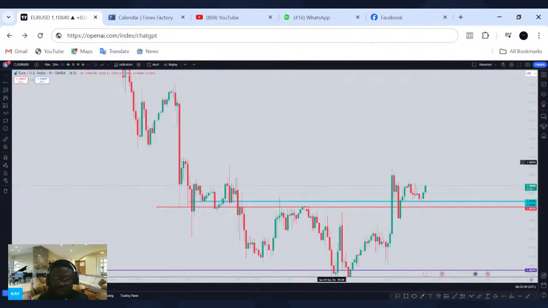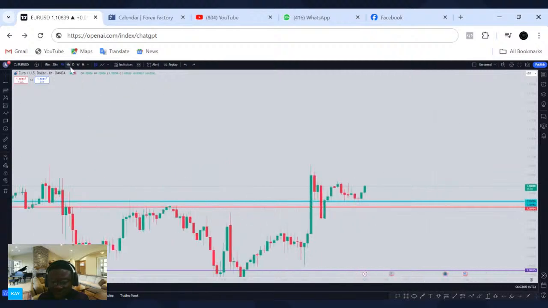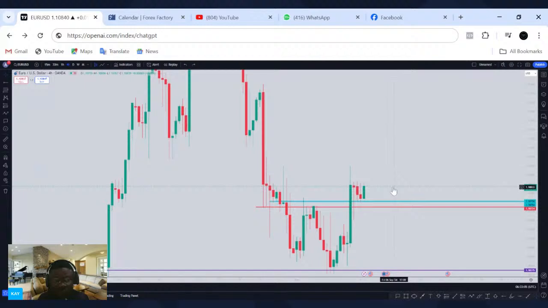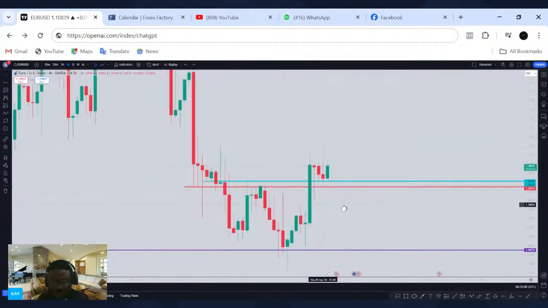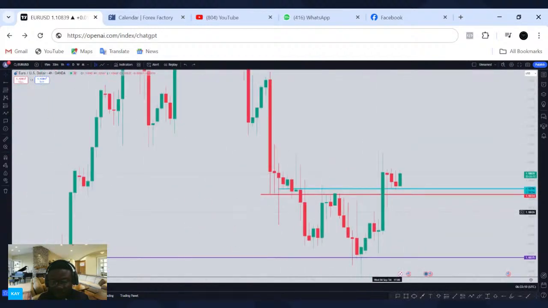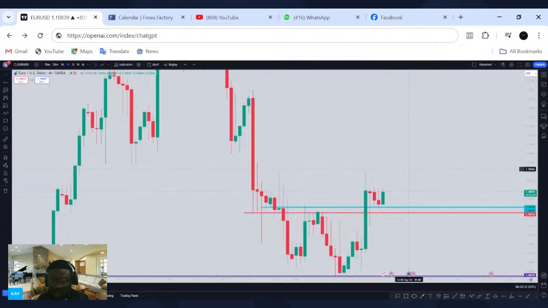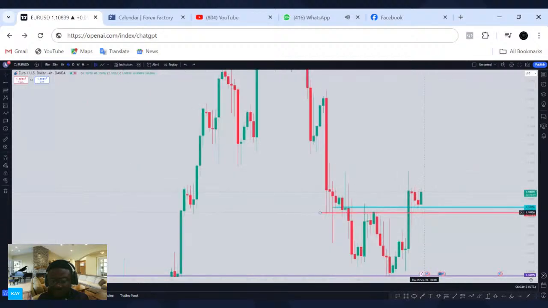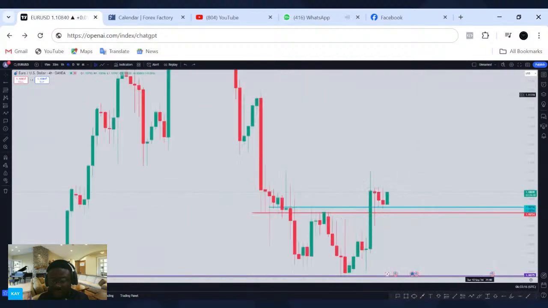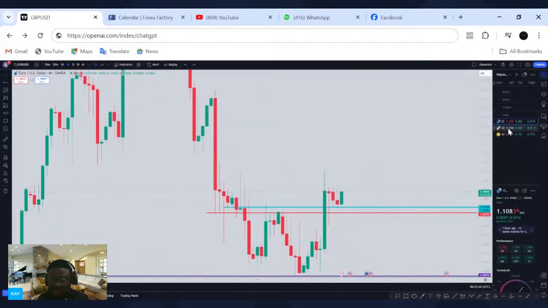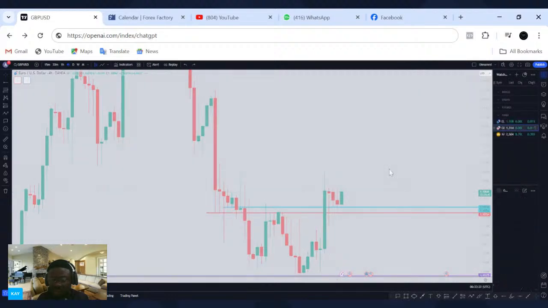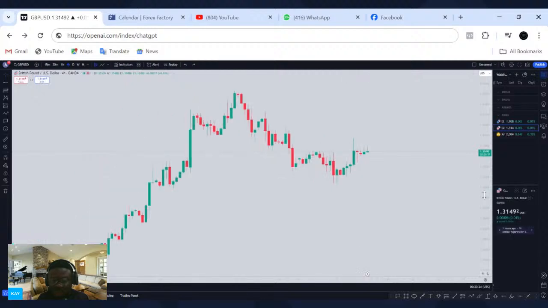Let me check H1. H1 is not looking good. So let's wait for the H4 to create a support on Euro USD, because I can't afford to miss this trade. I can't afford to miss this trade. So either it will happen on the pound dollar, or you take it on the pound dollar.